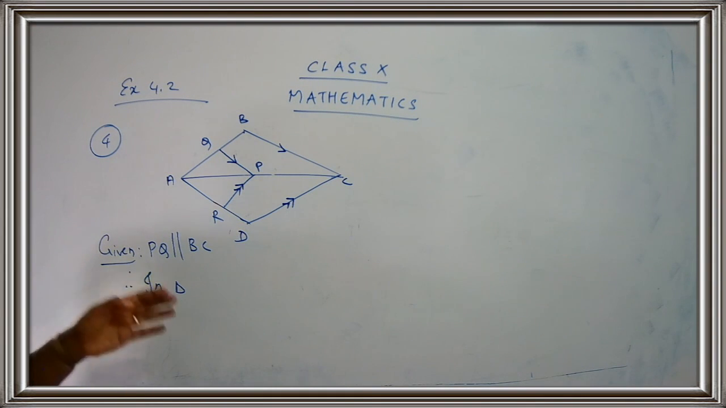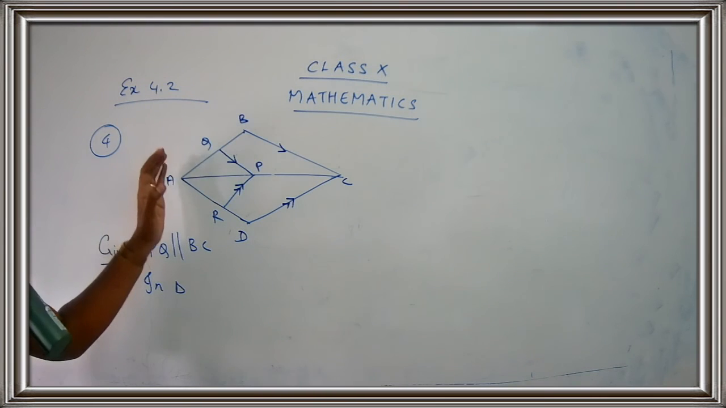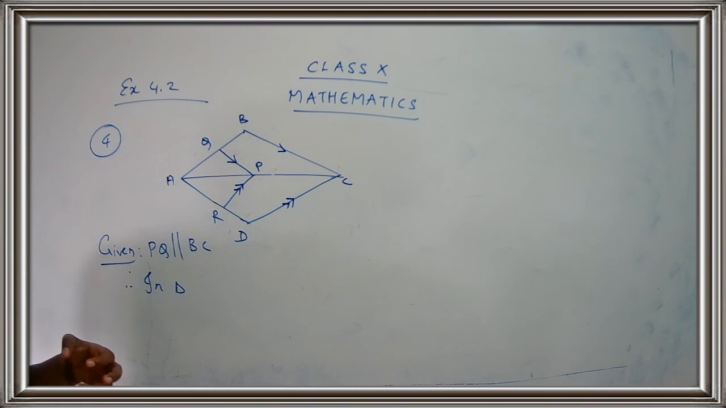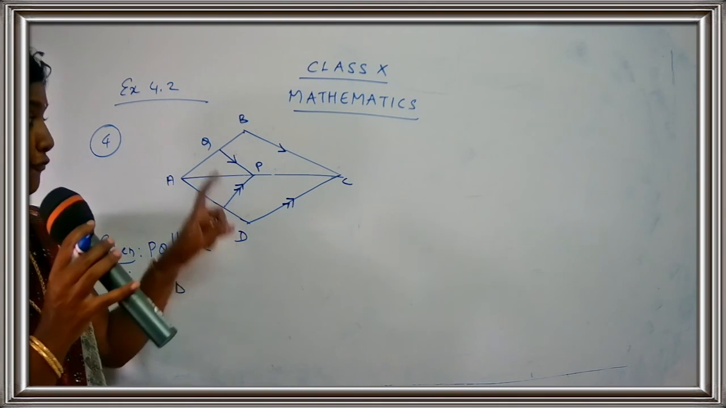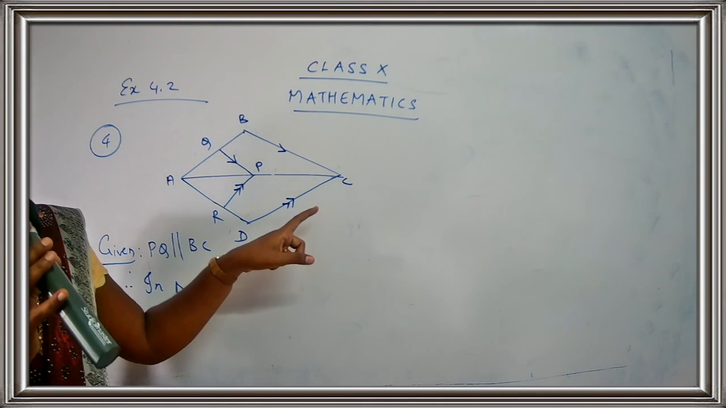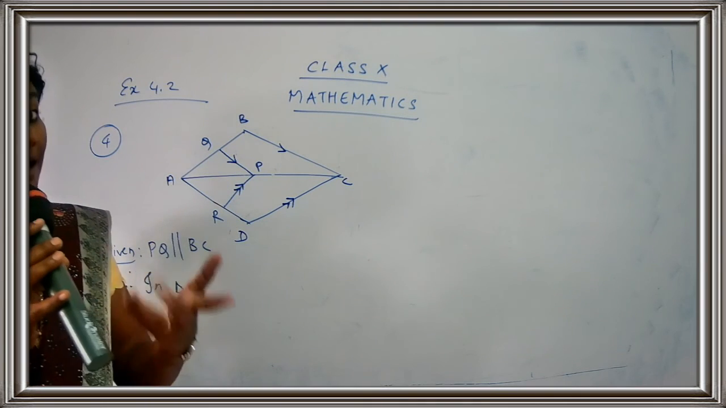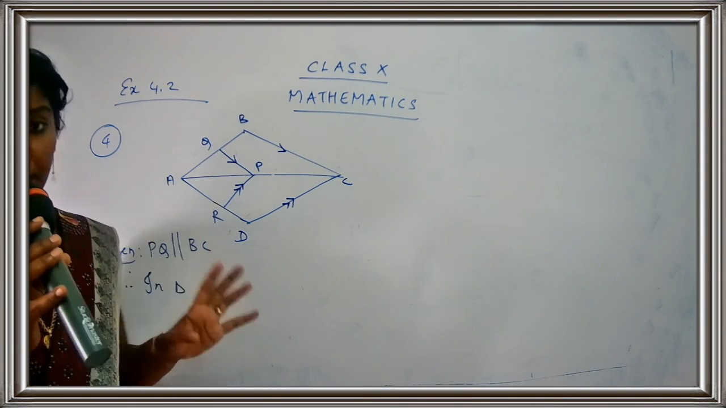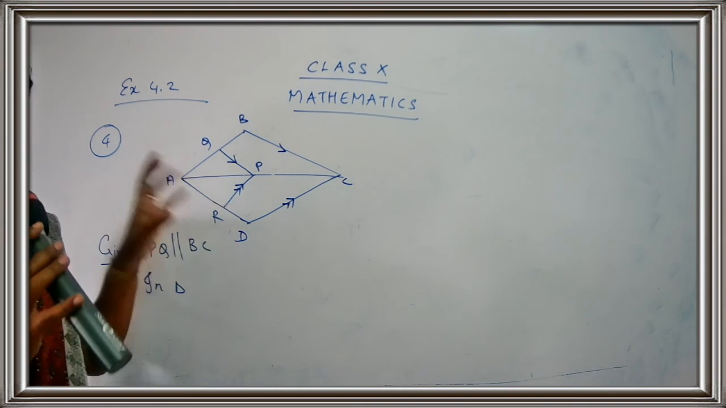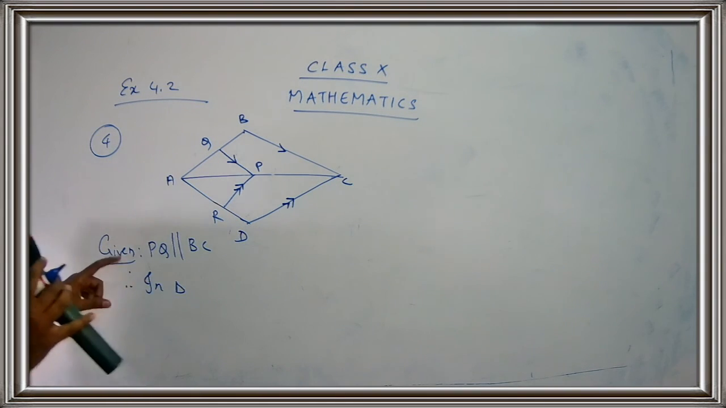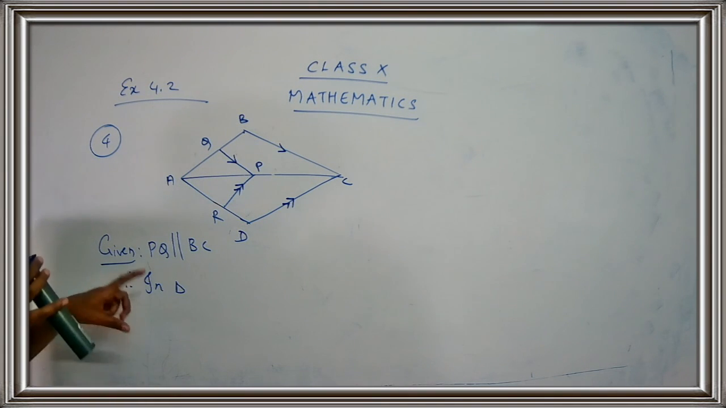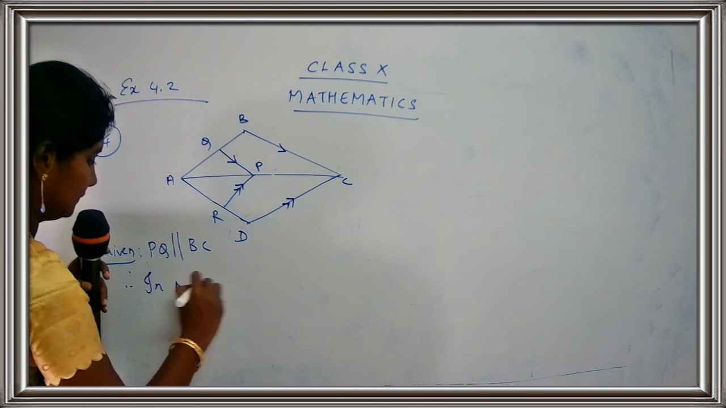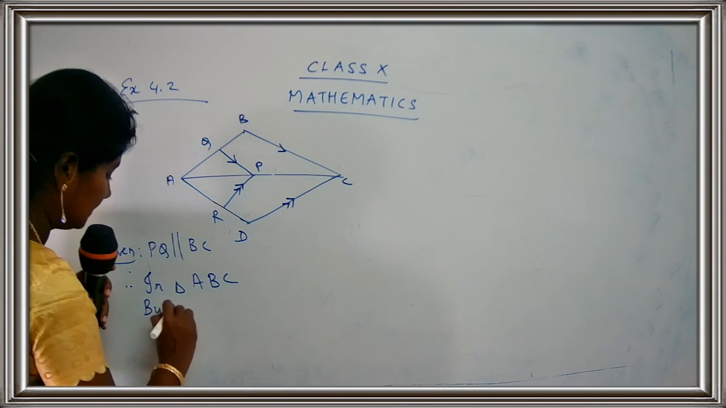So what are we going to do? We are going to consider the two triangles separately, and here we are going to apply the basic proportionality theorem. Why are we applying this BPT? We apply BPT because here we have the parallel lines. Are you getting my point children? If you have a parallel line, we can go for the BPT. So PQ is parallel to BC, this is what is given to us. So in triangle ABC, by BPT.